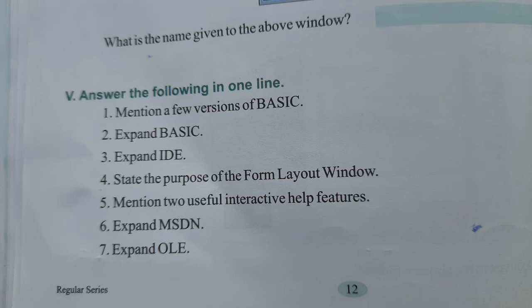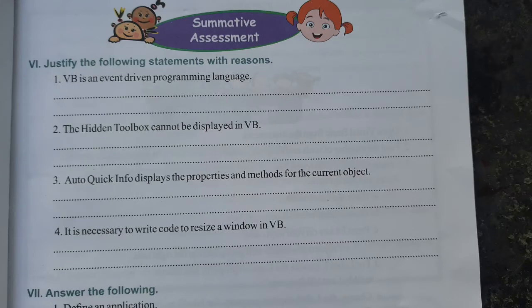So let me explain the next Roman in the textbook. Justify the following statements with reasons. You have to justify the following statement with reason. The first one, VB is an event driven programming language. Yes, justify that it is an event driven programming language. The reason for this: we can set events when we write code in VB. Click event, key press event, mouse move event. So it is event driven programming.